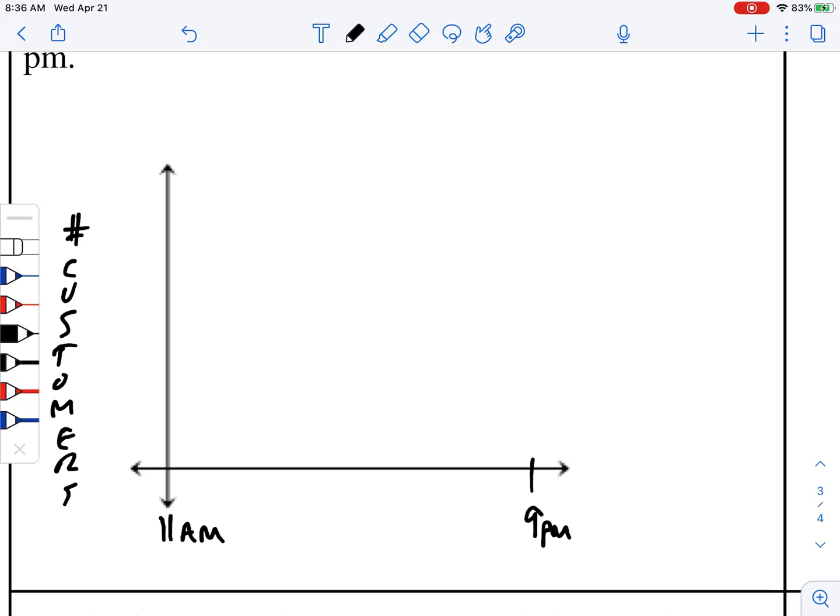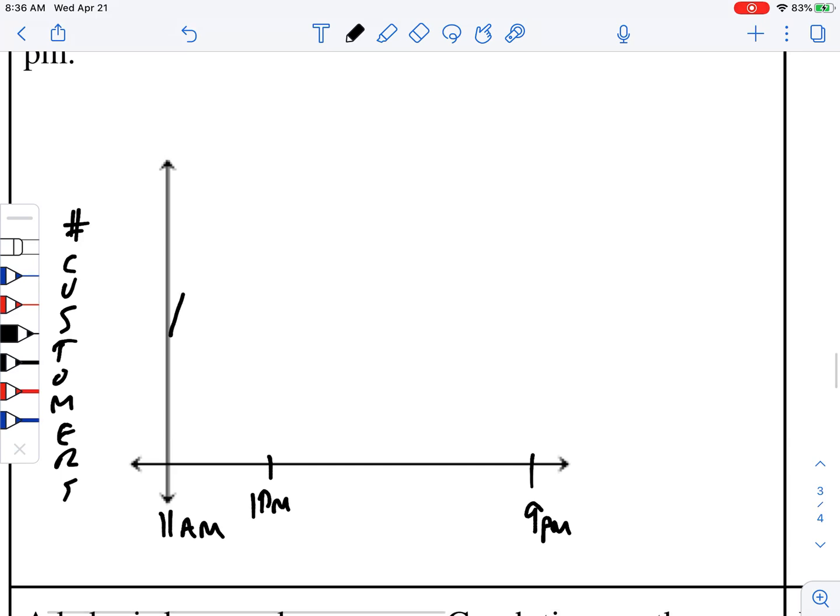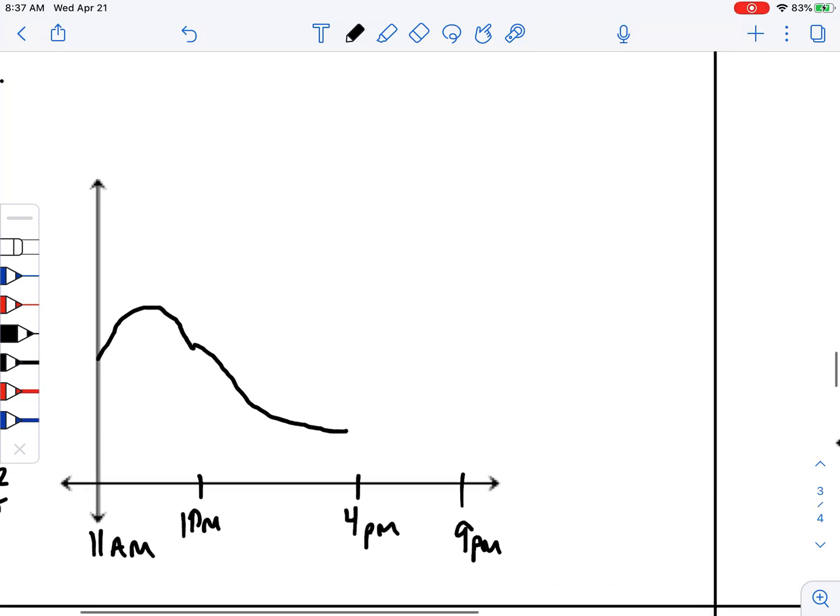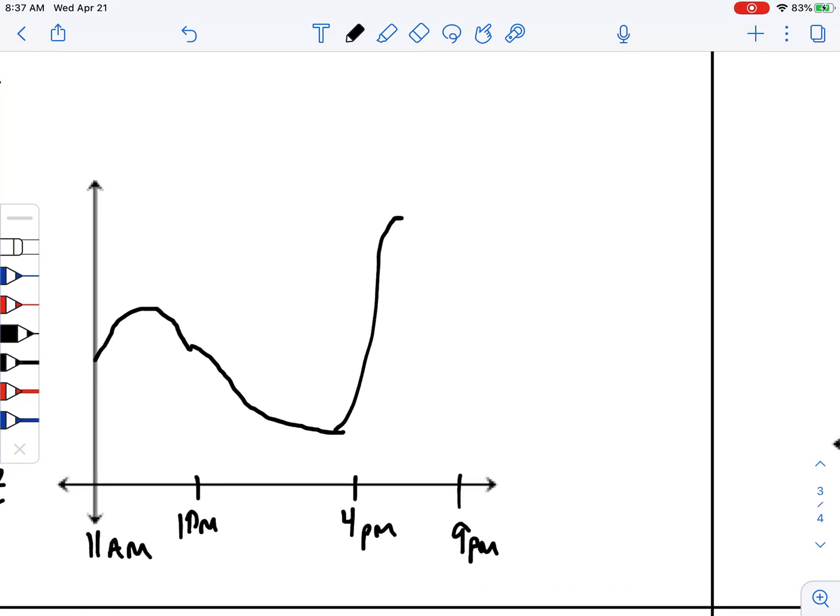Okay, so restaurants are going to be the busiest between 11 a.m. and probably about 1 p.m., okay, because they're eating lunch. So the number of customers increases during that time, and then it starts to dwindle around 1 p.m. and probably goes pretty far down until you get to about what time? Maybe 4 p.m.? And then again, the number of customers is going to shoot up because people are coming for dinner. Okay, but then it's going to gradually come back down, all right, to 9 p.m. when they close and there's no customers.